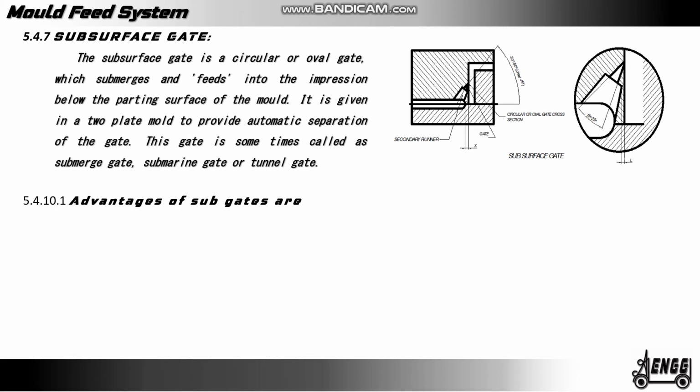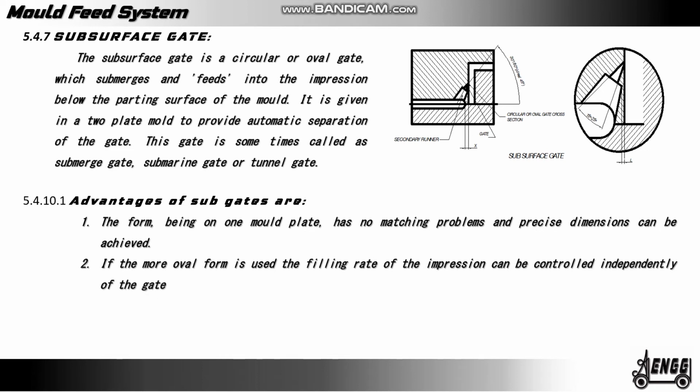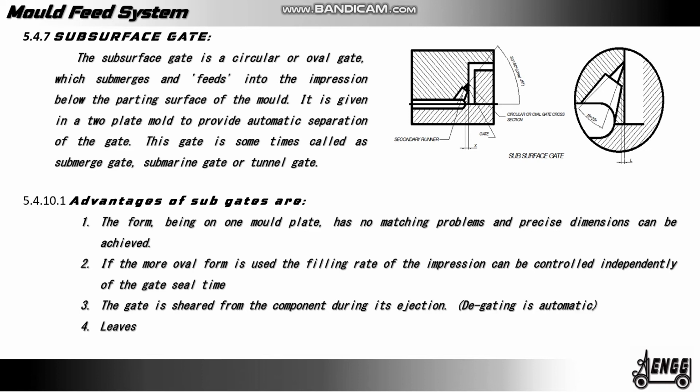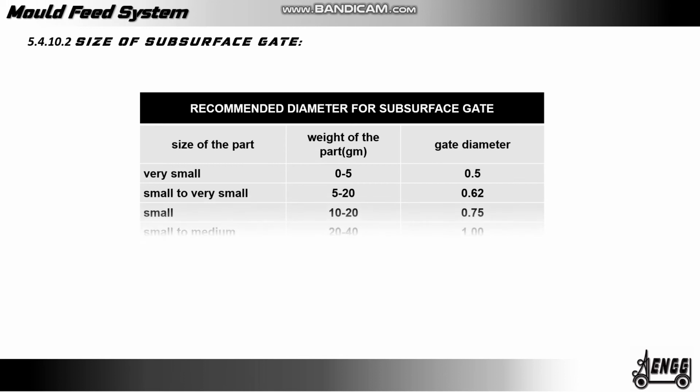Advantages of subgates are: 1. The form being on one mold plate has no matching problems and precise dimension can be achieved. 2. If the oval form is used, the filling rate of the impression can be controlled independently of the gate seal time. 3. The gate is sheared from the component during the ejection. Degating is automatic. 4. Leaves very small witness mark. 5. Gating can be on the sidewall. Size of subsurface gates. Recommended diameters for subsurface gates are given below.